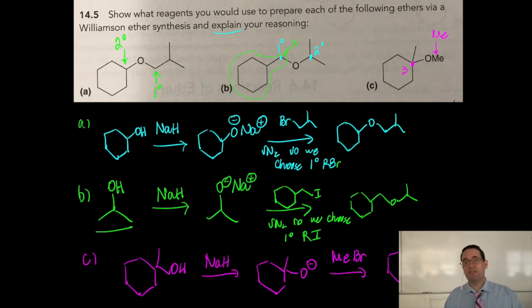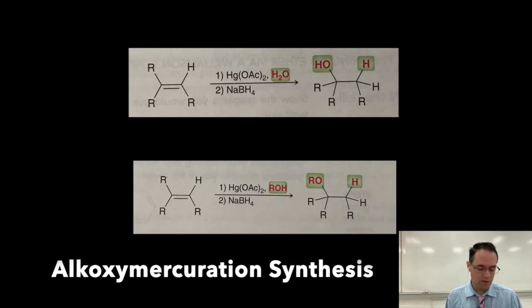So remember, a methyl is just a CH3 group. So that gives you an idea of some basic types of problems you'll encounter with the Williamson ether synthesis. Okay.